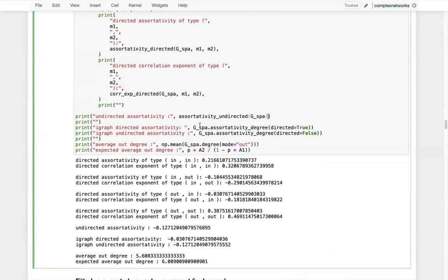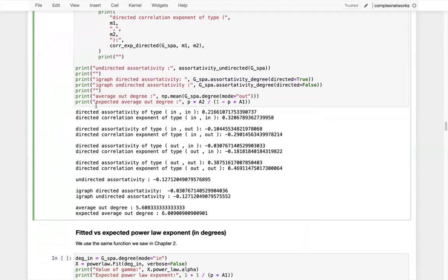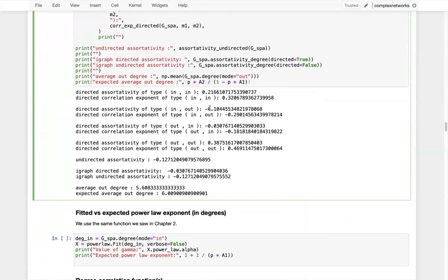We can also consider assortativity by neglecting the directionality, so just undirected assortativity. This is just comparing with the function provided by iGraph, and then we're also looking at the average out degree and comparing with the theoretical value that we saw earlier. Those are reported in the book, but in short, what we can see is that there's a relatively strong positive assortativity for the in type and for the out type, and the same for the correlation exponent. So positive indicates positive assortativity for both of those values, while the values are slightly negative for the in-out mix.